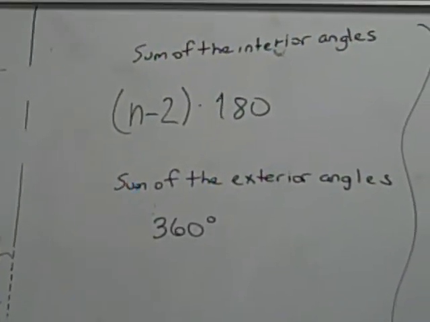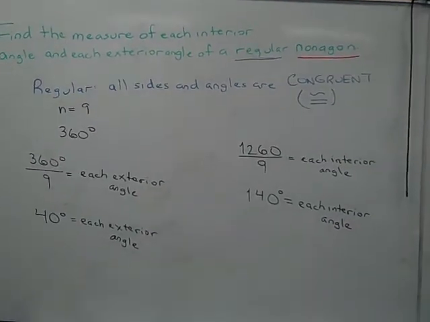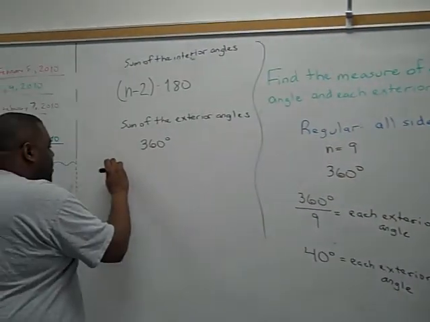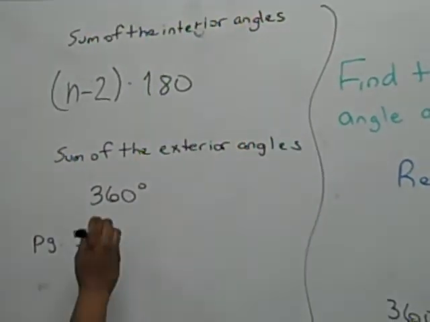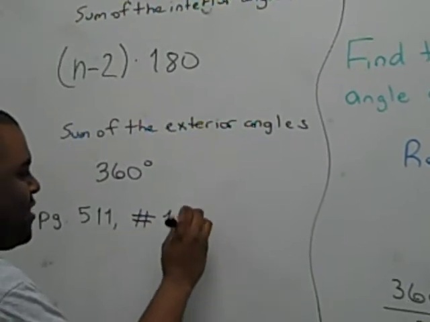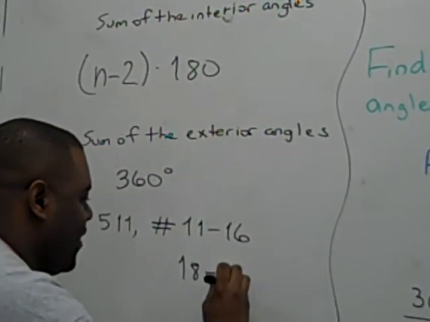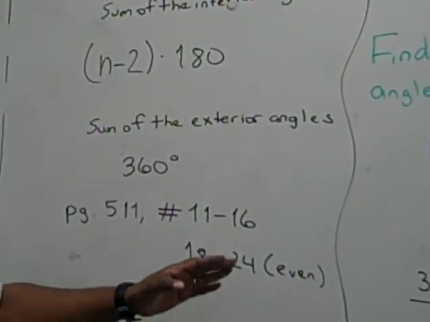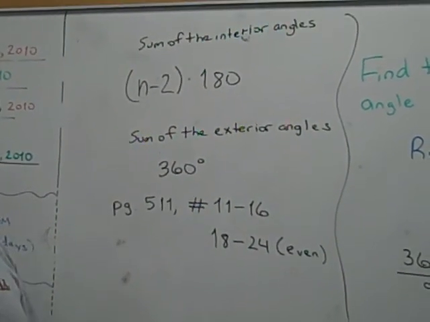The problems are already written on the back of the board, but let me tell you what they are one more time, just in case you did not see the board. The problems that you're going to do out of this section are on page 510 and 511, and you're going to do numbers 11 through 16 and 18 through 24 even. So you only have to do the even number problems from 18 to 24. Now, if there was any part of this that you missed, please play it again.